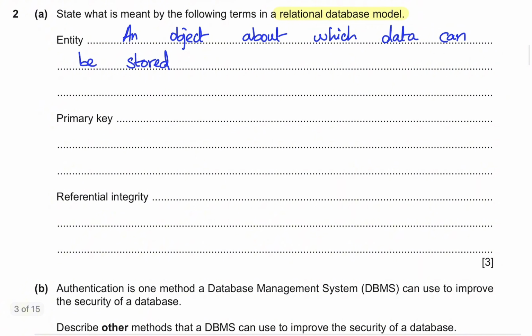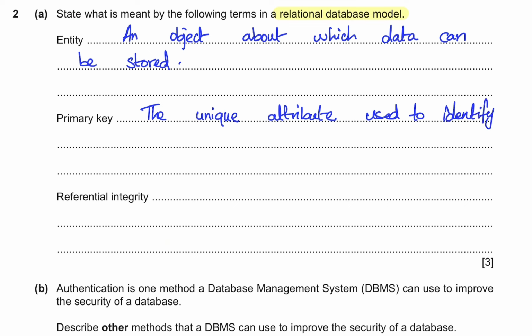Primary key is the unique key to identify the record. The unique attribute used to identify the record.